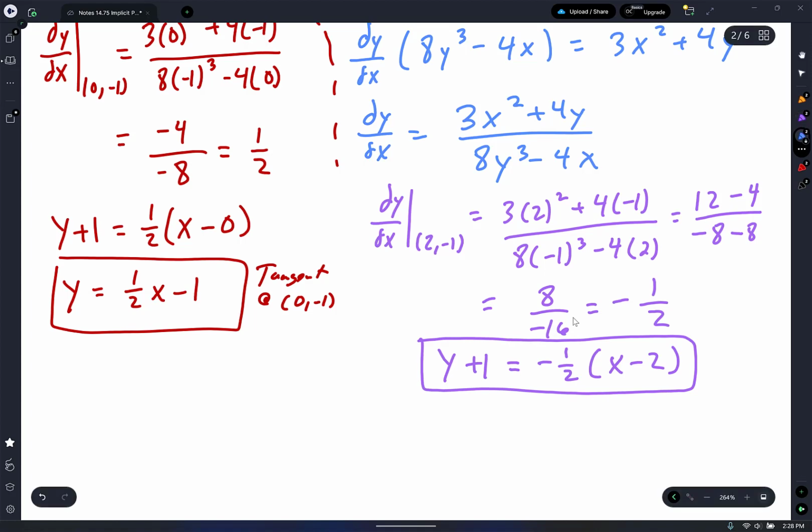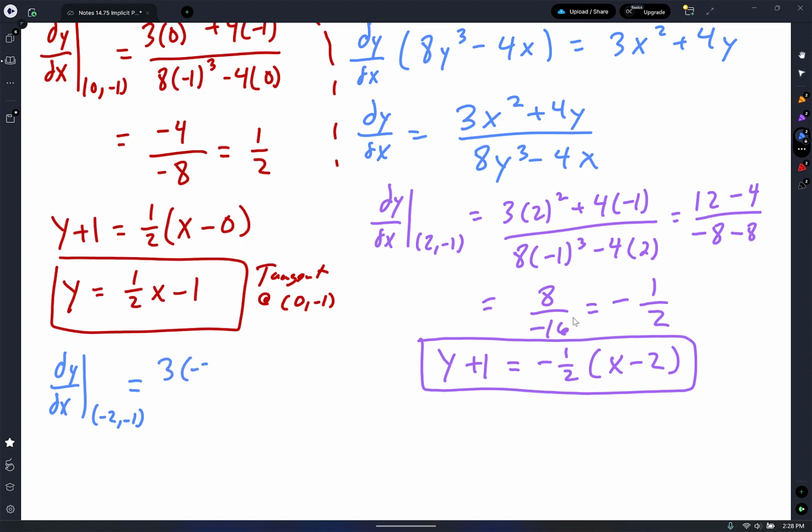All right, one more. I'm going to change my color to sky blue. I need which one now? Yeah, dy/dx at (negative 2, negative 1) equals 3 times negative 2 squared plus 4 times negative 1 over 8 times negative 1 to the third minus 4 times negative 2. So let's see what we get. Negative 2 squared is 4. 4 times 3 is 12 again. 12 minus 4. So the numerator doesn't look affected. It's the same. Negative 1 to the third is negative 1 times 8 is negative 8. Negative times a negative is a positive. Oh, look at this. This one is undefined.